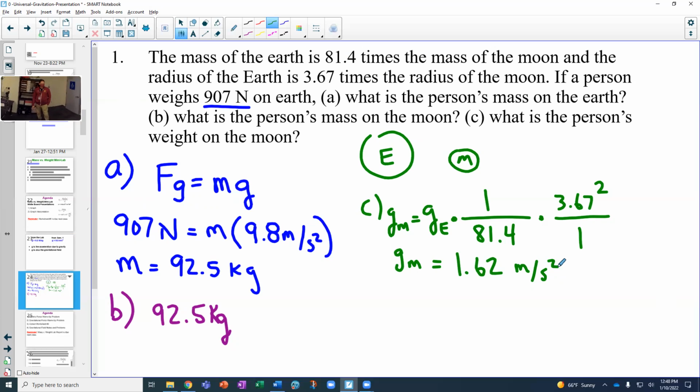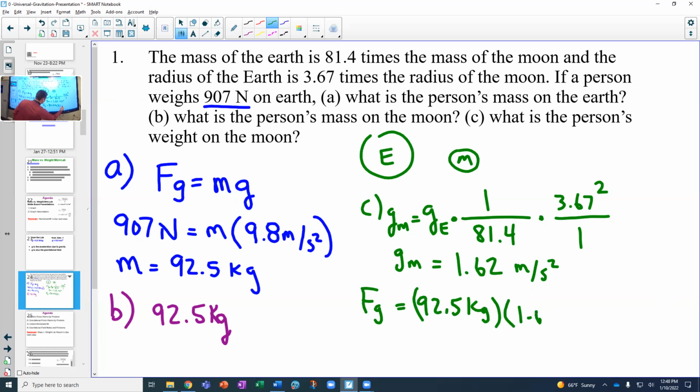So then how do I find the weight on the moon? Multiply mass by that. 92.5 kilograms, because that's not going to be different, times 1.62 meters per second squared. And the answer's on the back of the sheet. I forget what it is, but 150, 500 or something like that.